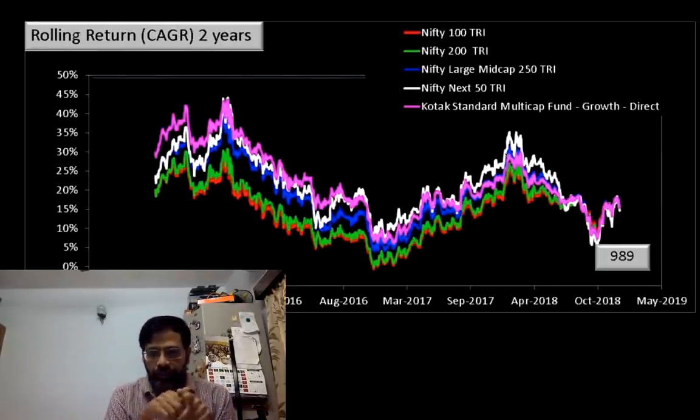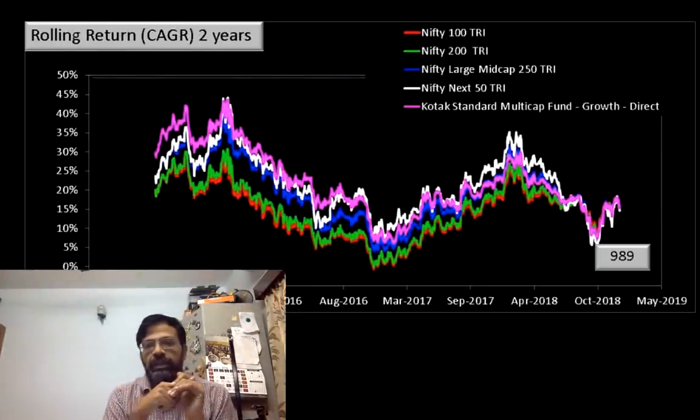So the red line, which you barely see, is the Nifty 100 TRI, which is the large cap. The green line is the Nifty 200 index. TRI means total return index, that is, the dividends that are coming from the stocks are assumed to be reinvested. The blue line is the Nifty Large Midcap 250. The Nifty Next 50 is the white line, and finally the pink line is our fund, Kotak Standard Multicap. So just pause the video and have a look at it.